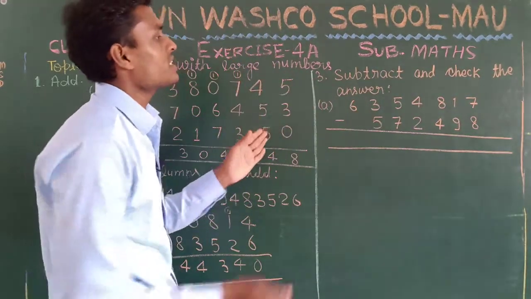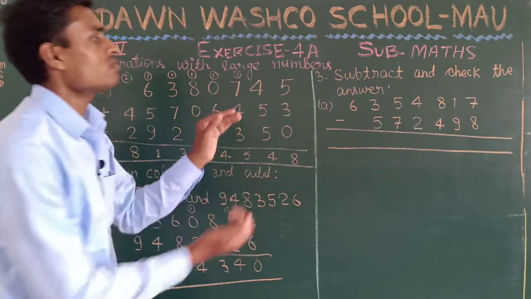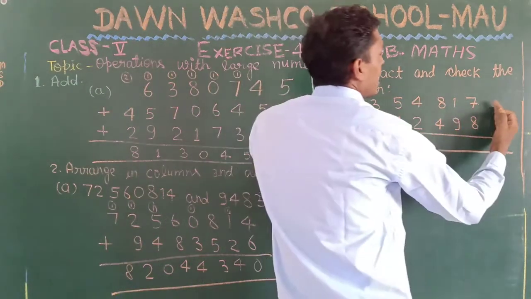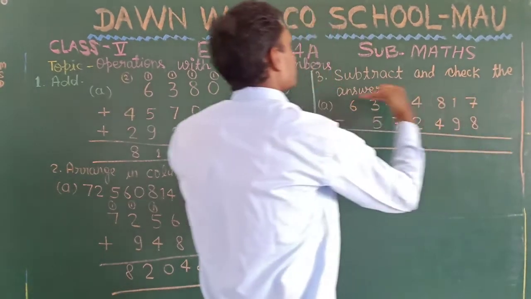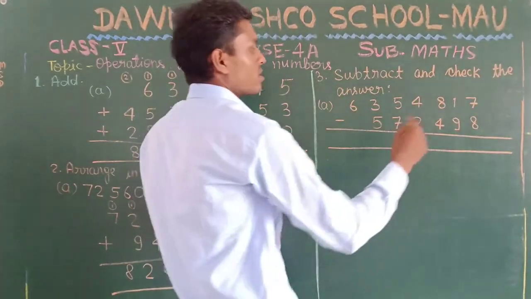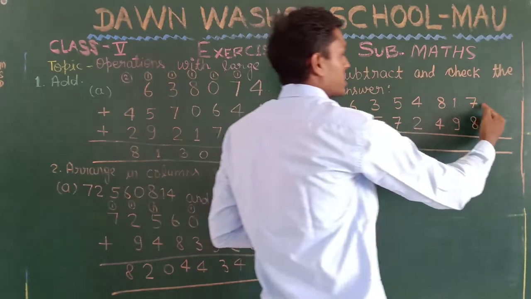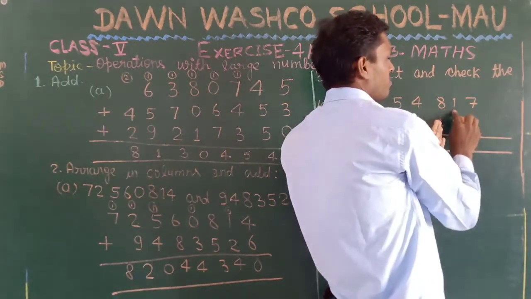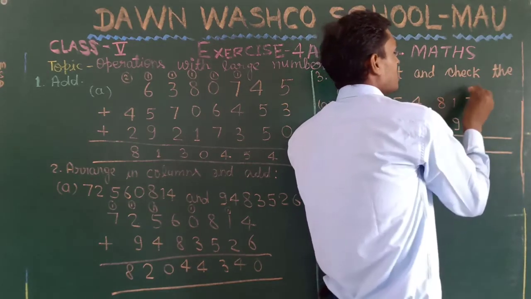Okay, so let us subtract the question, then we will check the answer of this question. So first of all, what we will do? We will start from the right side and we will go towards the left side. So 7 minus 8, we can't subtract 8 from 7. We will take carry 1 from here and it will become 17.